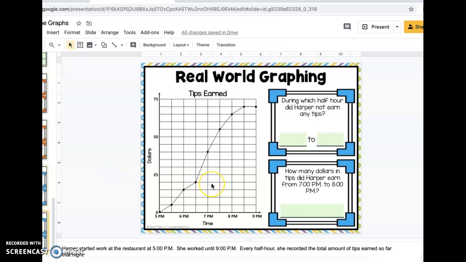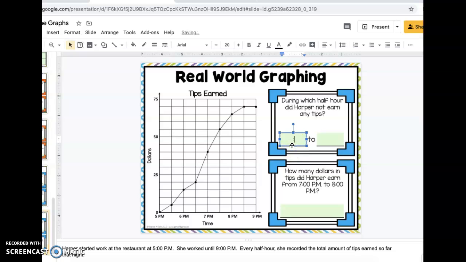Okay. During which half hour did Harper not gain any? Well, I noticed that last half hour of her shift, it plateaued, nothing changed. So actually from 8:30 to 9, she didn't earn any money there. She just was probably closing down the restaurant or whatever she was doing. Yep, a restaurant she's working at.